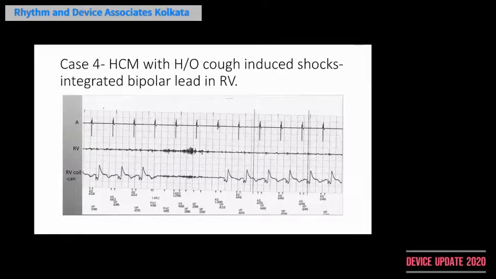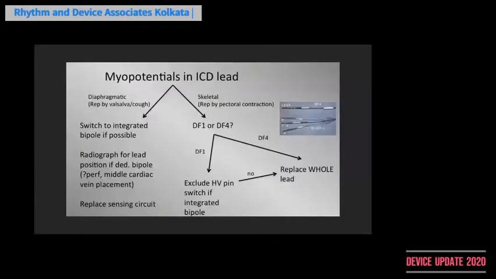But pectoral myopotential oversensing in an RV lead can rarely happen, if there are certain conditions. I am coming to that. So this is the thing. For diaphragmatic myopotential, you have to switch to dedicated bipole, because integrated bipole is more likely to have diaphragmatic oversensing.